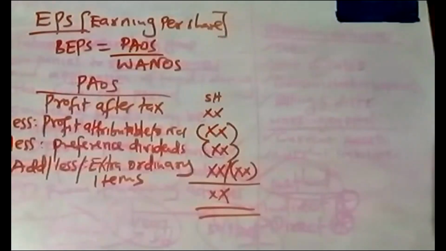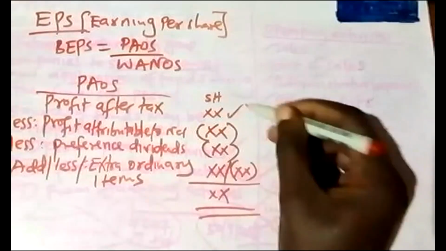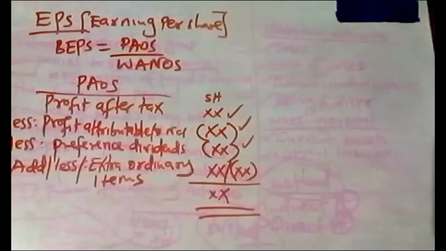In most of the questions which I have come across under the CPA paper, under Advanced FR, you always find that the first three are the ones which are obviously present: profit after tax, profit attributable to NCI, then preference dividends.